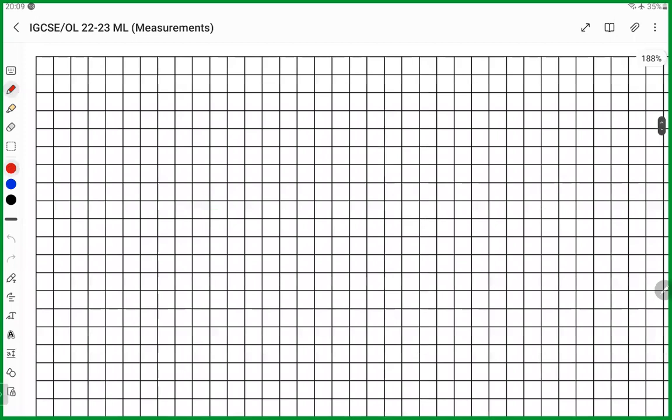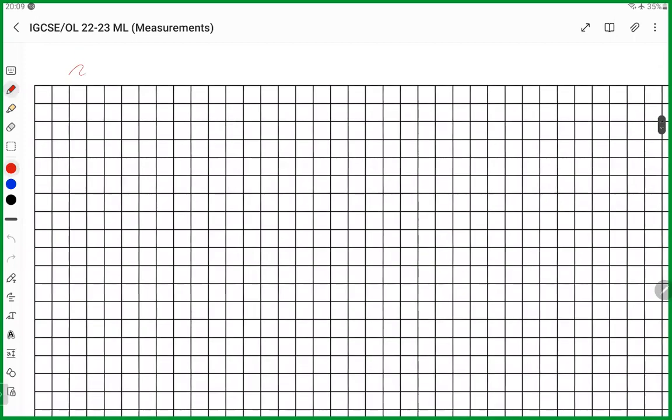Today we'll start with measuring mass. What do we use to measure mass? One is mass scale, electronic balance.